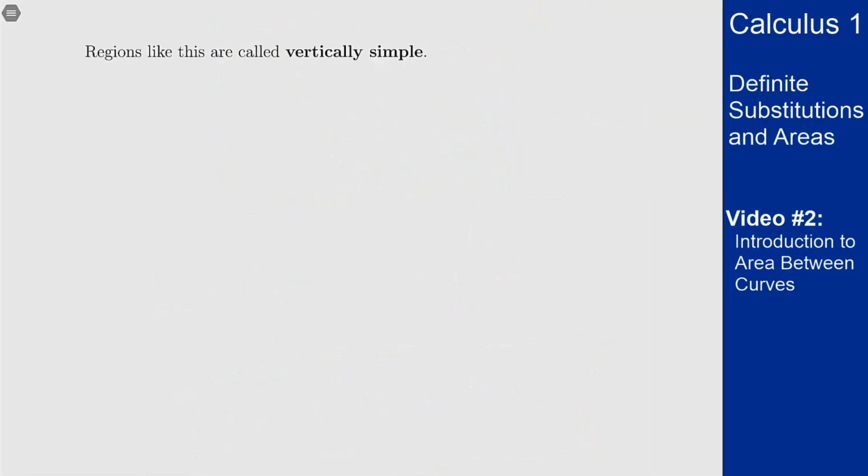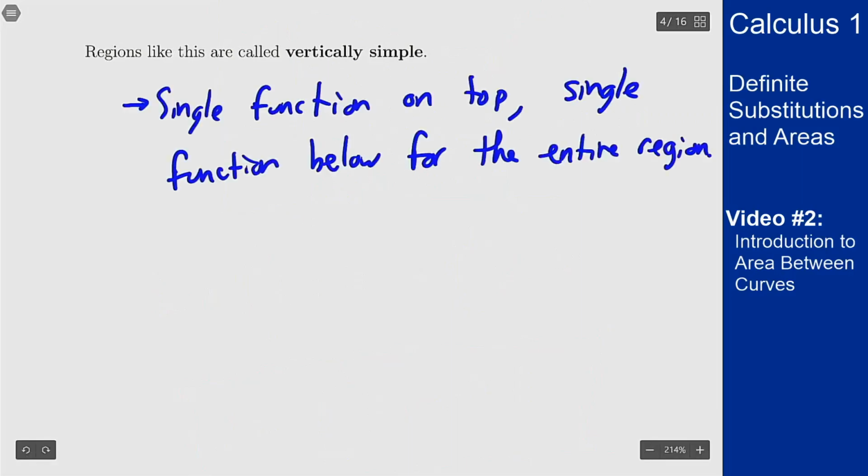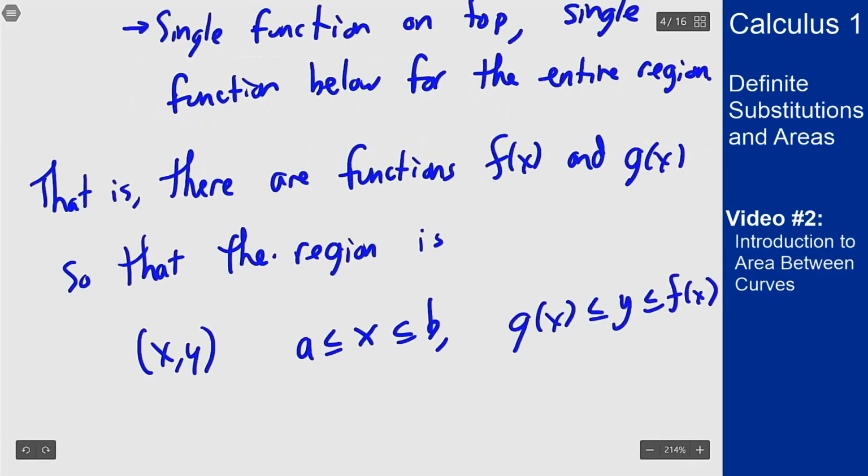So regions like the one described on the previous page are called vertically simple. What do we mean by that? Well, we mean that the region is one such that there is a single function sitting on top of the region the entire time and a single function sitting below the region the entire time. That is, I have a function f and a function g such that my region is the area between some points a and b in the x direction and f on top, g on the bottom. So the region is sort of written in this form.